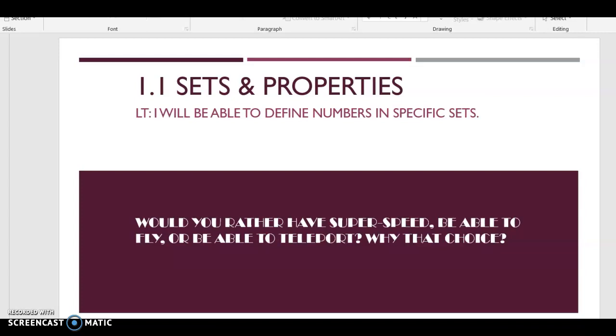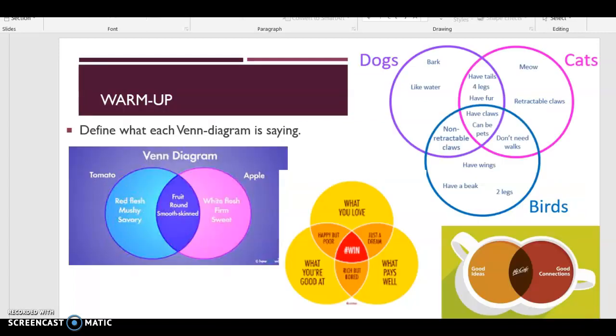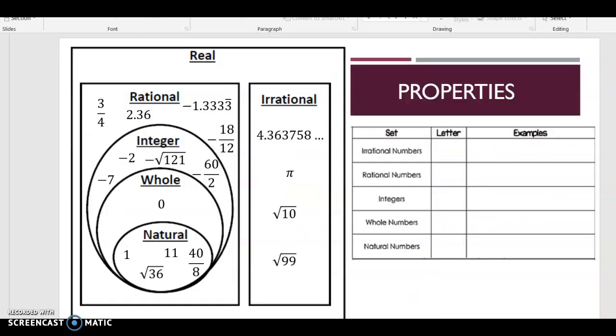Then we move on to a quick warm up, which in this one, we're just going to talk about what a Venn diagram is, what do the parts overlap, and I throw at them a bunch of different Venn diagrams just to get them thinking about that so that we can then get into real, rational, integer, whole, natural, and irrational. Now, I give them all of these examples. I do not tell them what any of the definitions is.